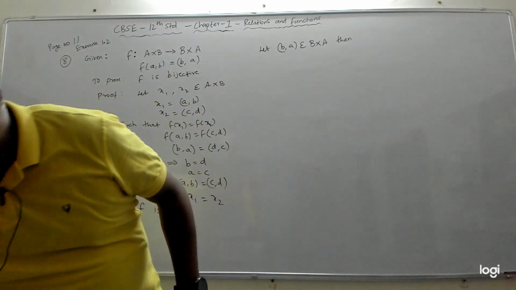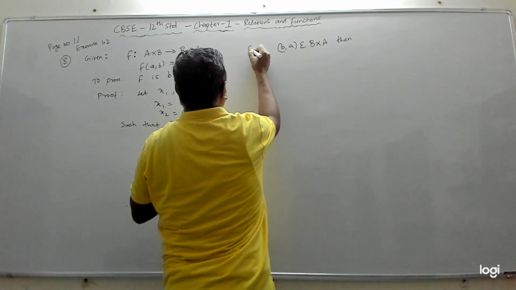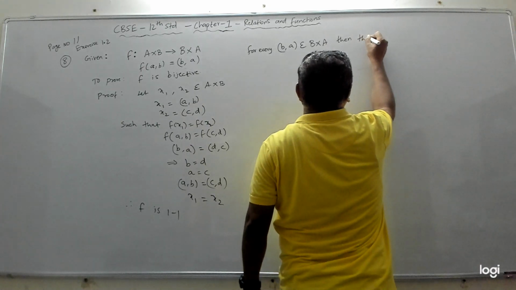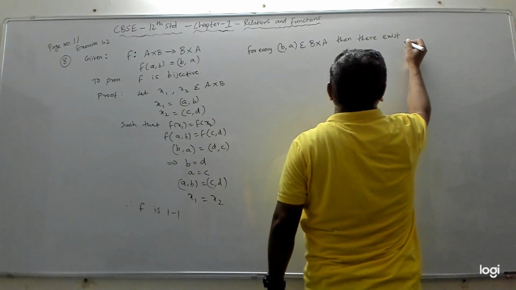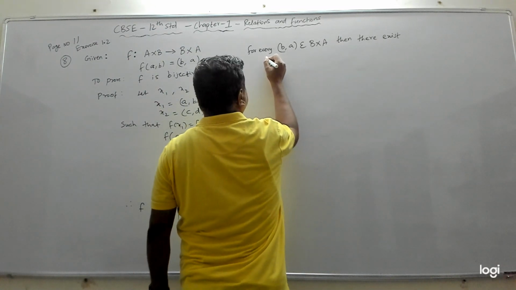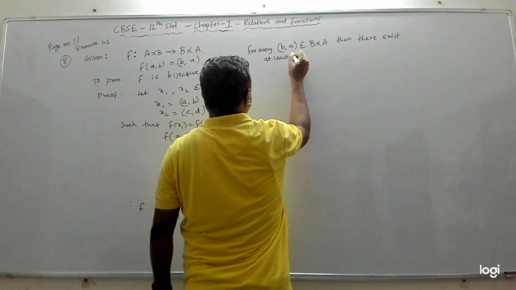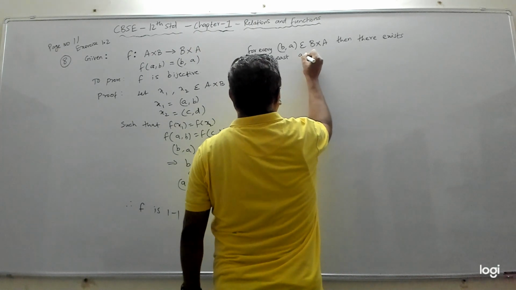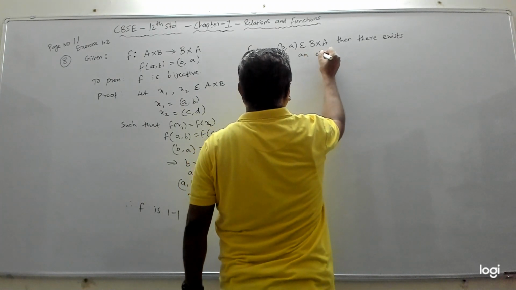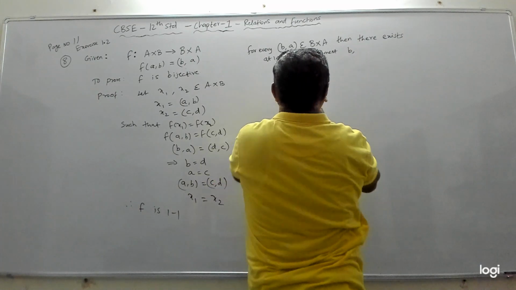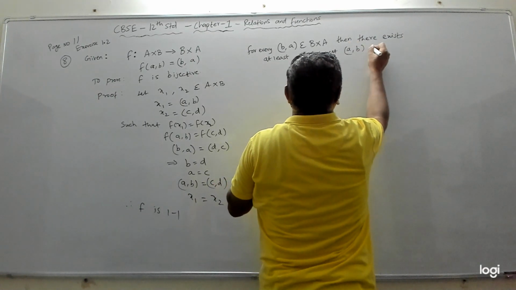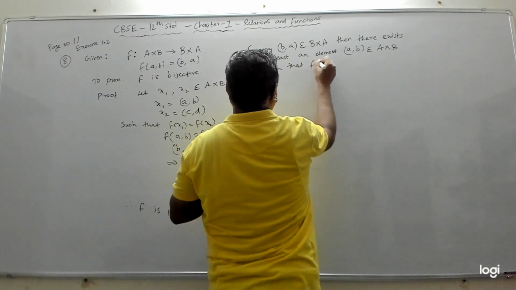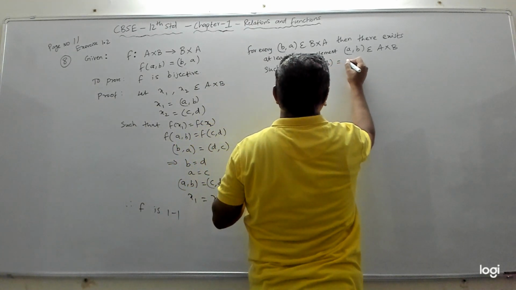Or we can say for every. We can start with for every, because we are proving onto. So we can say for every element (b, a) belonging to B cross A, there exists at least an element (a, b) belonging to this set A cross B, such that f of (a, b) is equal to (b, a).